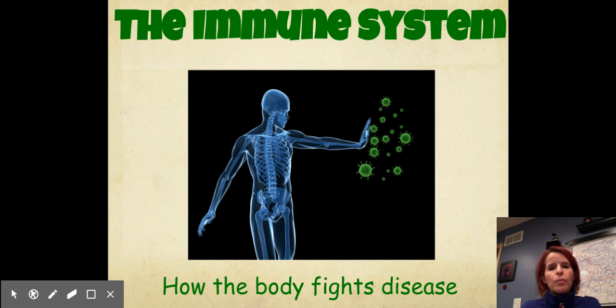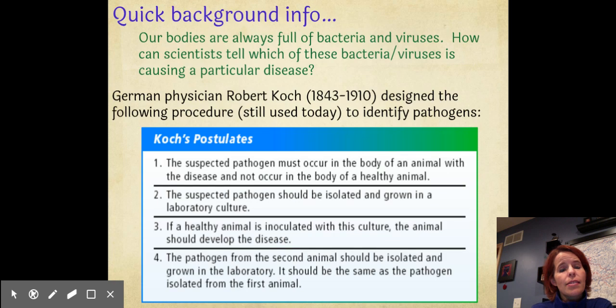All right, so we're going to start out with how the body fights disease, and give you some quick background information. Our bodies are always full of bacteria and viruses. So how is it that scientists can tell which of these bacteria or viruses is causing a particular disease? It turns out that that's phenomenally complicated. Keep in mind that your body has about 100 trillion cells in it, and you have more bacteria than that. So how do we know which of the bacteria or viruses is actually causing an illness?